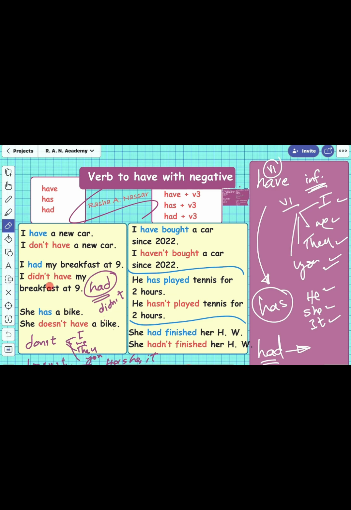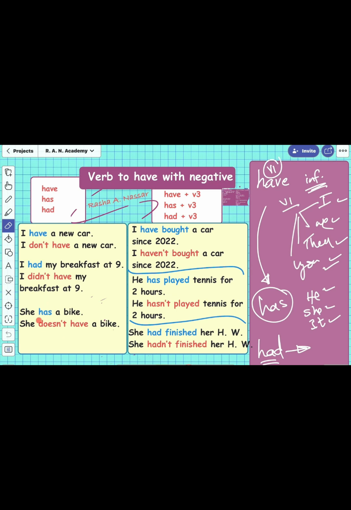I had, and I see had alone. It comes alone as a main verb. So when it comes as a main verb, I have to choose don't, or doesn't, or didn't. Here I have to choose didn't, and after didn't I have to choose have. Why? Because I cannot say I didn't had, because don't, didn't, doesn't are followed by the infinitive form. What is the infinitive form of the verb to have? Have. So I don't have, I didn't have, she doesn't have.